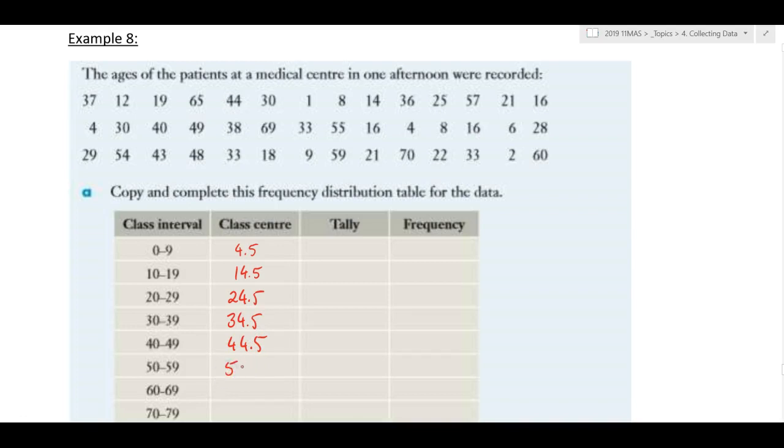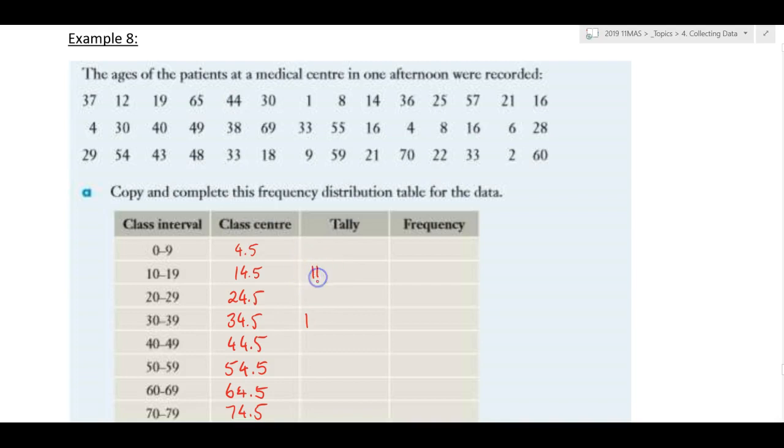And to some extent, we are going to pretend that all of the scores in this group have this value. There are certainly problems when we do that, but we've got to do something. 74.5. There we go. That's our class centers. Now we need to tally these things up. So 37 goes into this group. There's a tally mark. Then a 12 goes up here, and a 19.